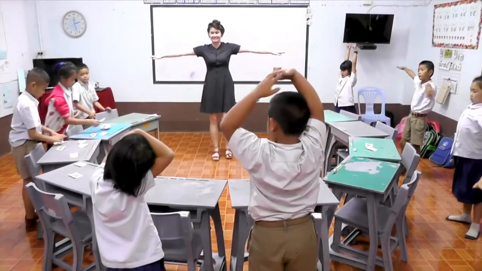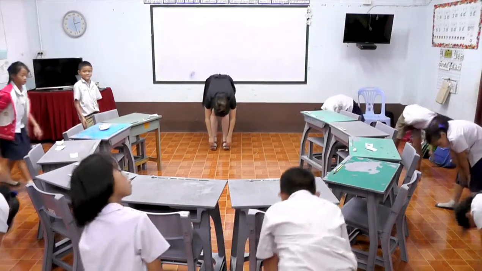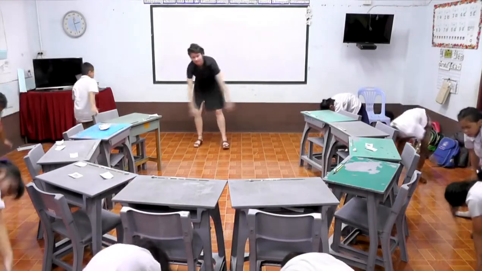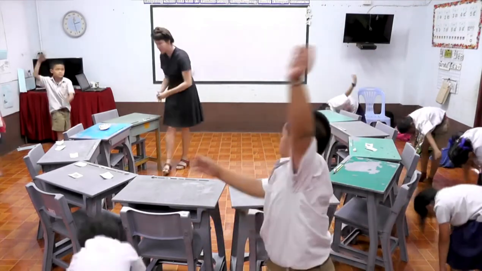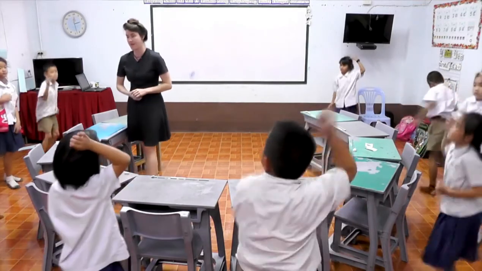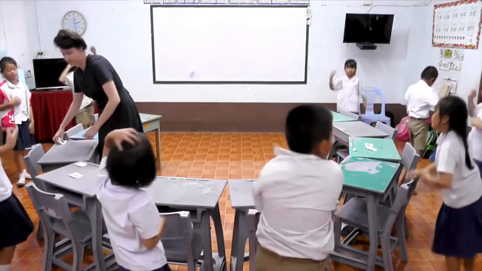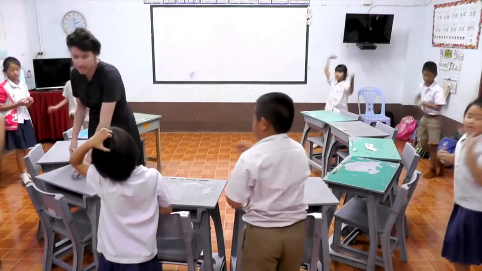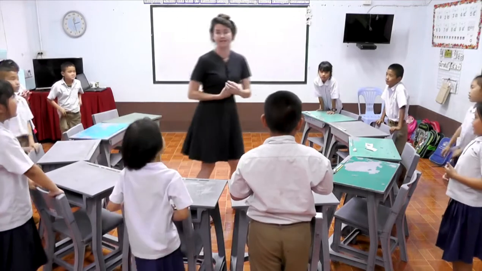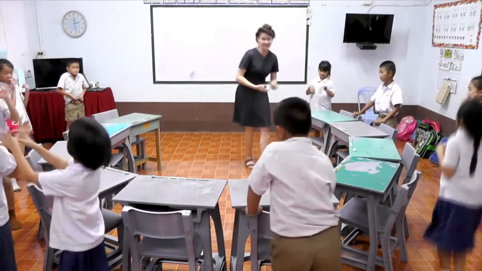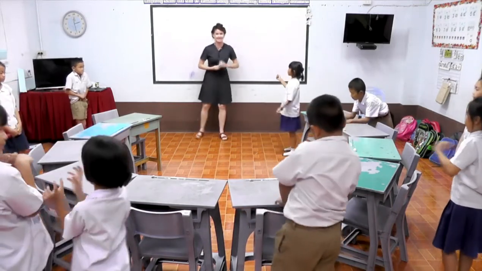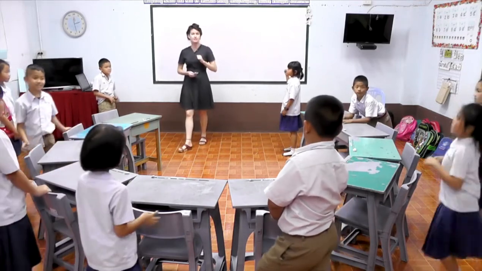We'll put your arms up high. Stretch all your fingers. Put your arms in a T. Touch your toes. Come up, swing your arms, they're heavy. You have 5 seconds to be a monkey. 4, 3, 2, 1, 0. No more monkeys. You have 5 seconds to be a cat. 5, 4, 3, 2, 1, 0. No more cats. 5 seconds to be a frog.